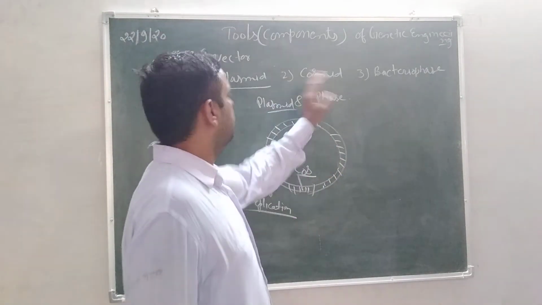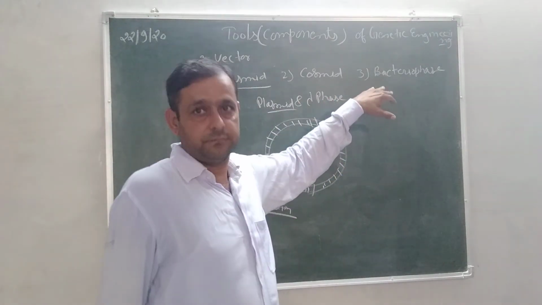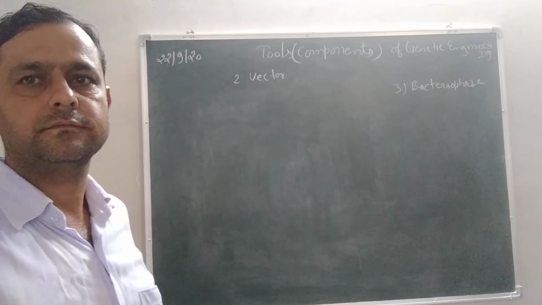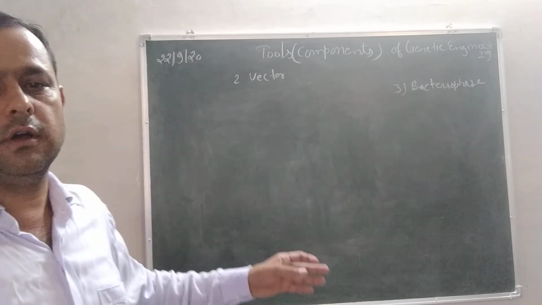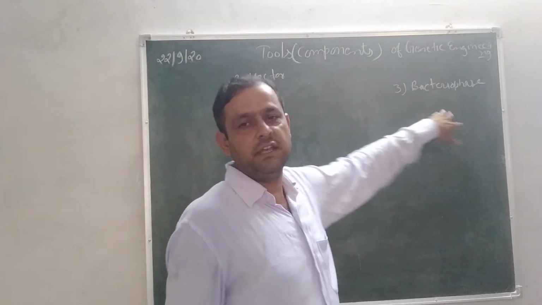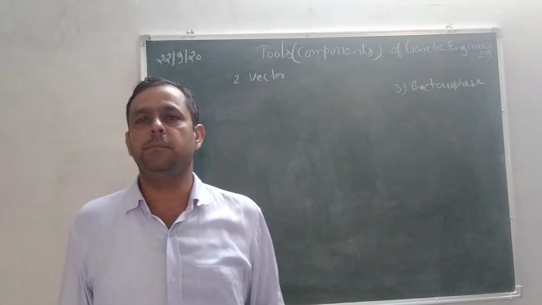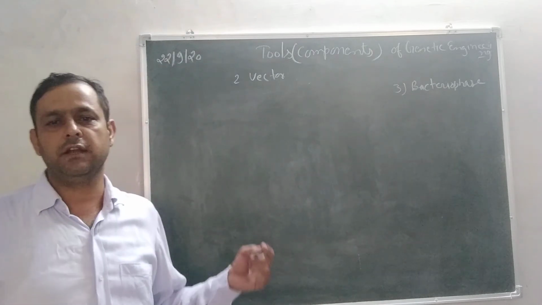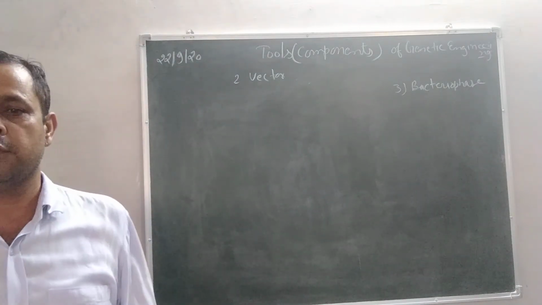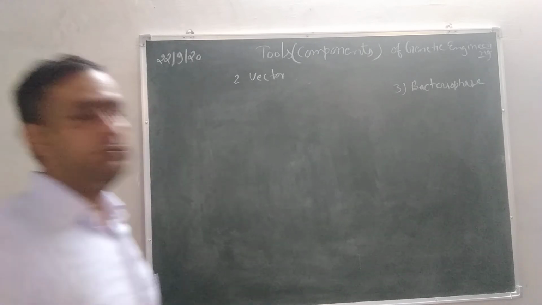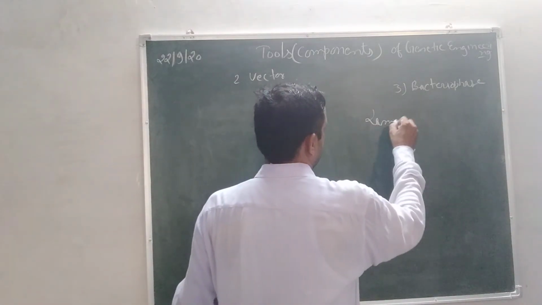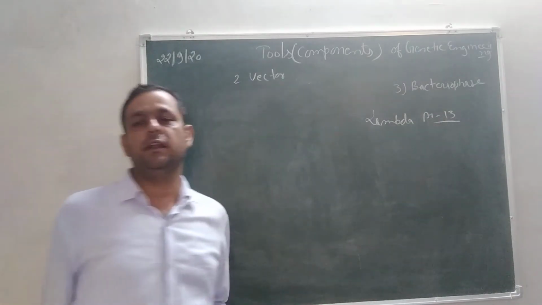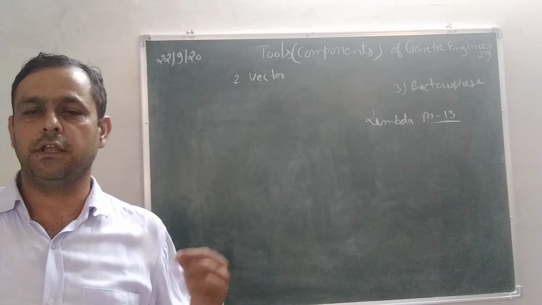Now the third vector is bacteriophage. As you know, bacteriophage is a virus which depends on bacteria for its nutrition. A virus that infects bacteria is called bacteriophage. Lambda and M13 are examples of bacteriophage.